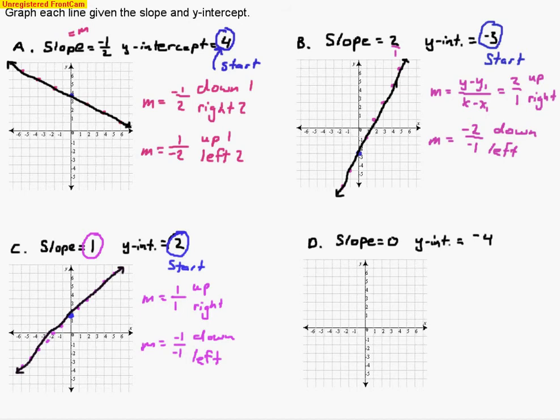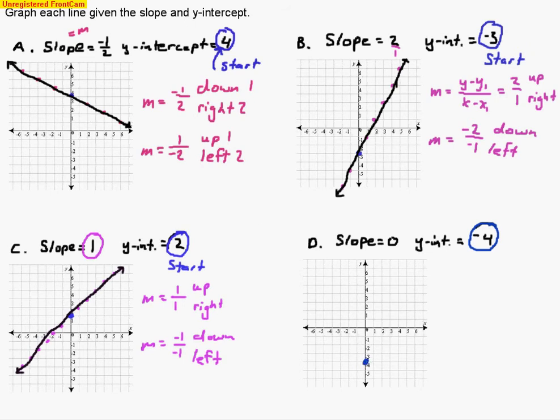Well, here's another problem. Now we've got a slope of 0 and a y-intercept of negative 4. So again, we always have to start somewhere. In this case, we're starting at the y-intercept, and that's what we're going to be doing on all the problems that are in this slope-intercept form, always starting at that y-intercept. So down 4 spaces, it's 2, 3, 4, put the dot right there, and then use the slope.